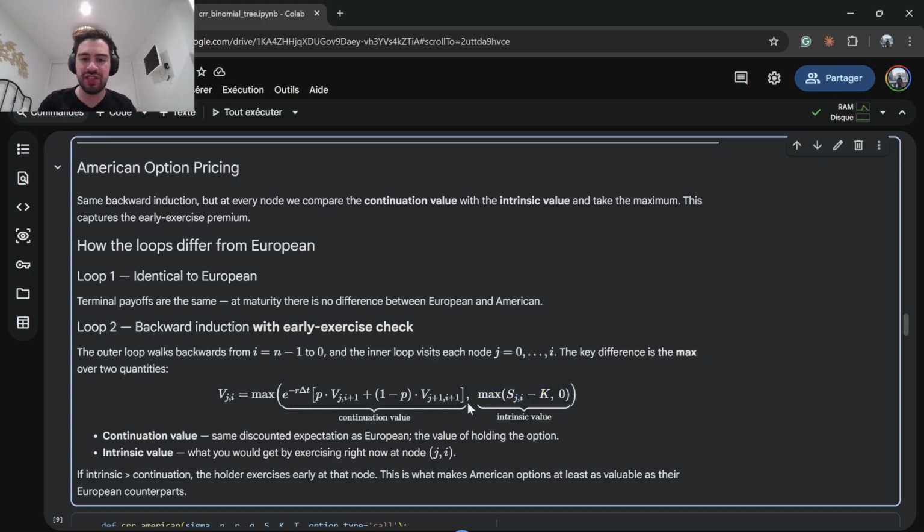So if this value here is higher than the continuation value, the value of the option at that node will be higher. And when you bring this to present value, you're going to have something called the early exercise premium. But in case at any node this is lower than the continuation value, the price will be identical.